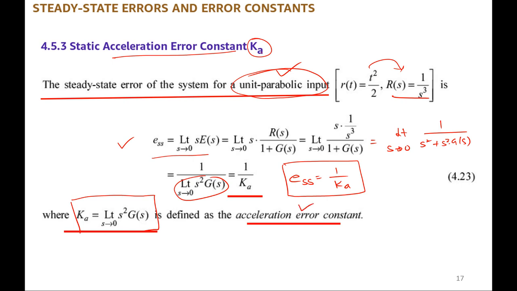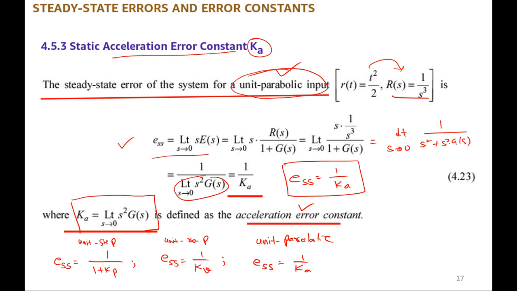So you have to remember all these things. Let me recall what I have done. What is the steady state error whenever the system is subjected to unit step input? 1 divided by 1 plus Kp. This is for unit step. Then whenever the system is subjected to unit ramp, what is ESS? I am going to get 1 by Kv, the velocity error constant. Whenever the system is subjected to unit parabolic input, then the steady state error ESS is 1 by Ka.